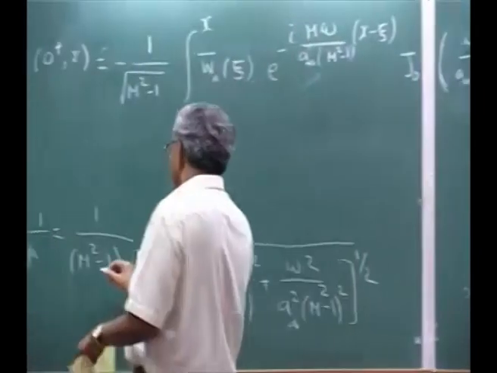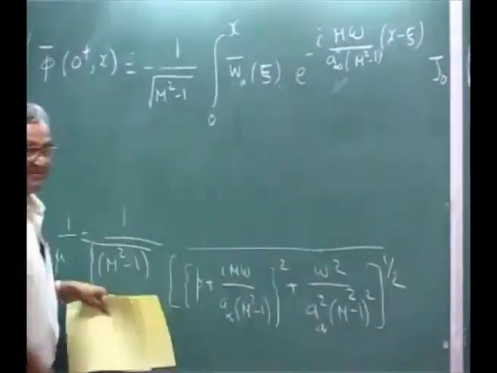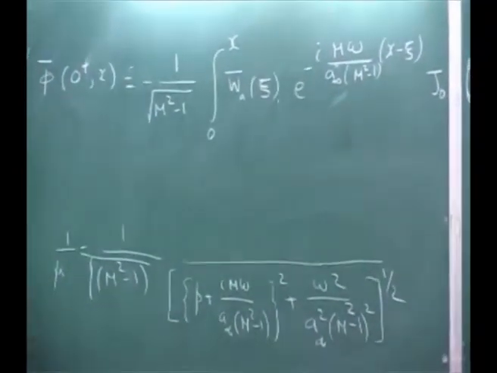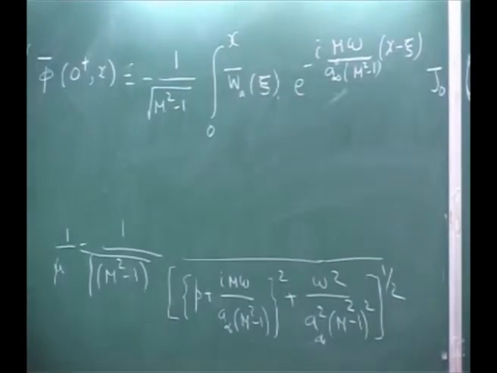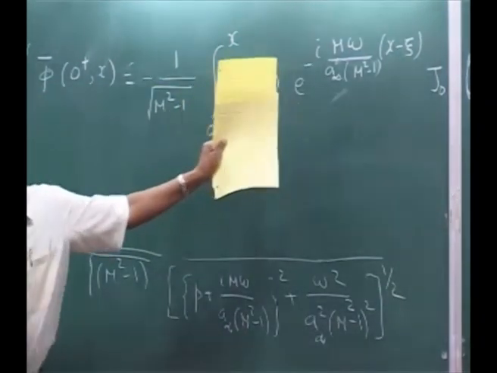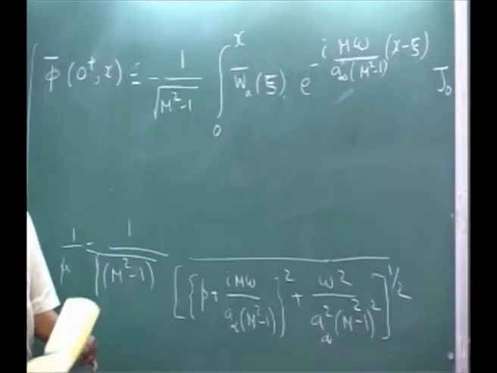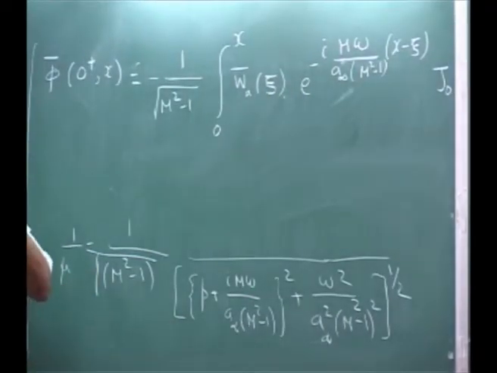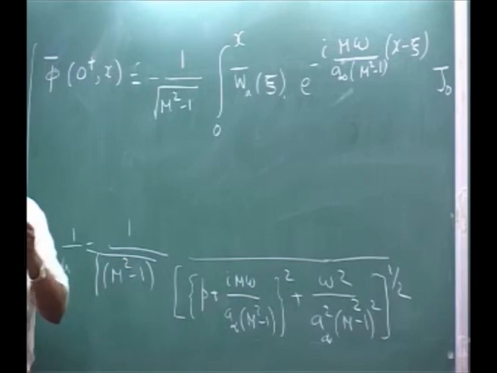Oh, sorry, this is a square root. Yeah, I am sorry, this is a square root. Okay, now this is my phi. You can actually calculate this, because we are going to make approximations later.